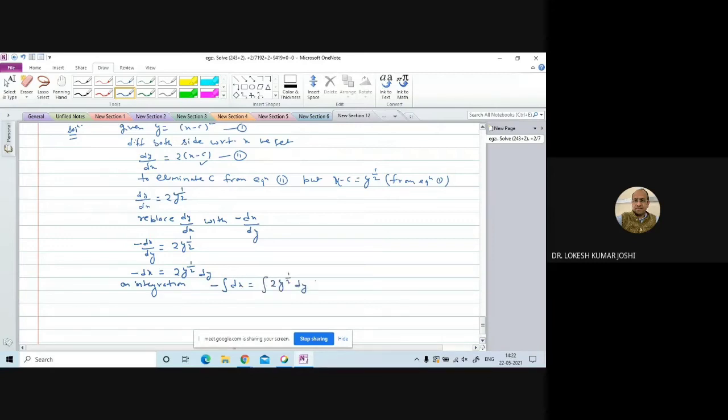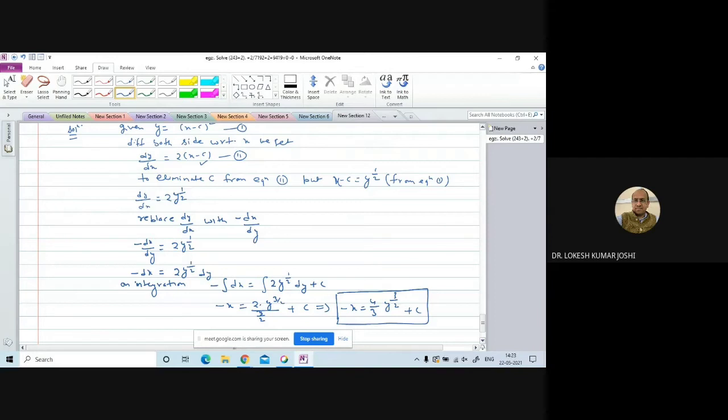On integration, we get minus integration dx equals integration 2y to the power half dy plus c. This one will become minus x, and this one, 2 times y to the power half, will become y to the power 3 upon 2 times 1 upon 3 upon 2, plus c. Or we can write minus x equals 4 upon 3 y to the power 3 upon 2 plus c. Therefore, this is the orthogonal trajectory for the curve y equals (x minus c) whole square.